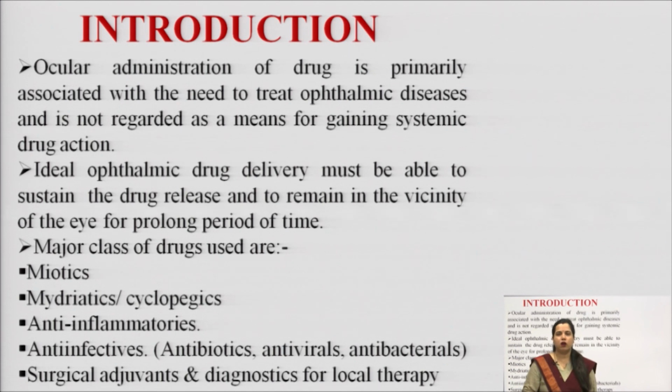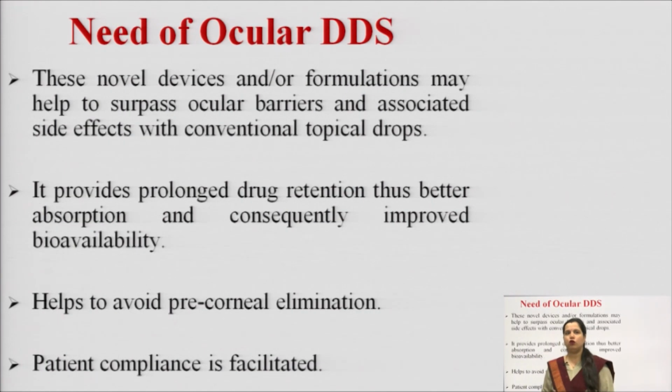Major classes of drug, as it is for a local effect, then we have to use only the drug that is used in the treatment of the eye. So, major classes of drug used are miotics, mydriatics, anti-inflammatories, also known as NSAIDs, anti-infectives like antibiotics, antivirals, antibacterials, and surgical adjuvants and diagnostics for local therapy. Now, move on to the next slide.